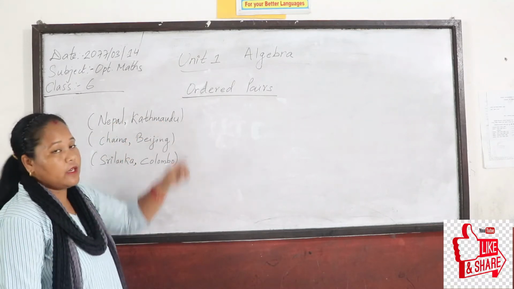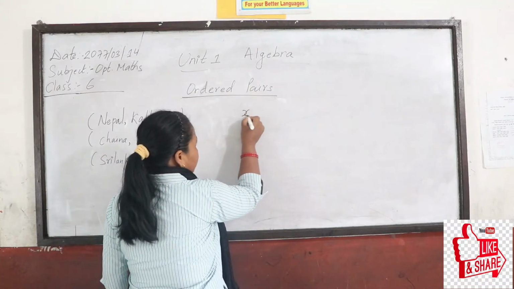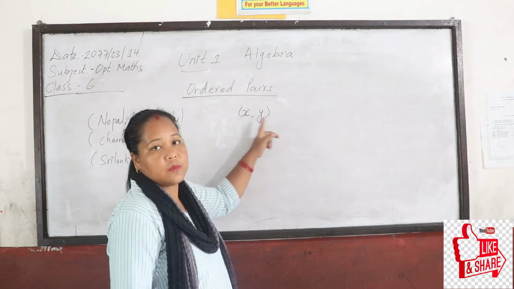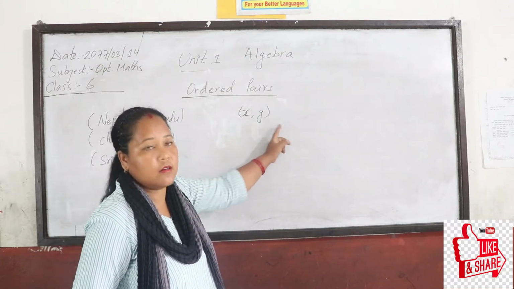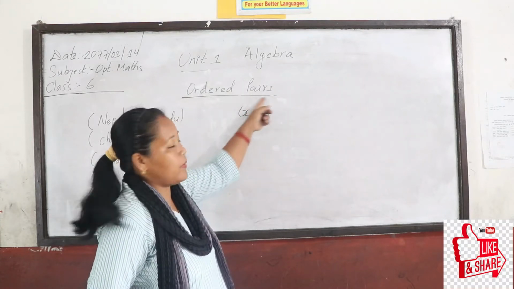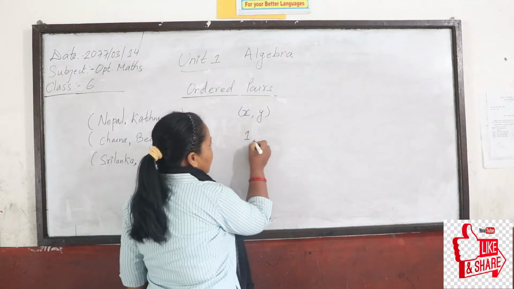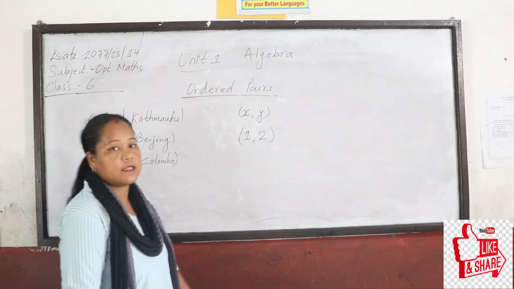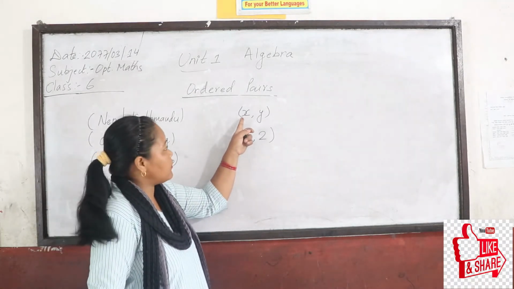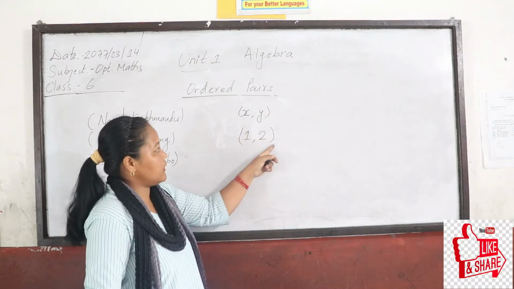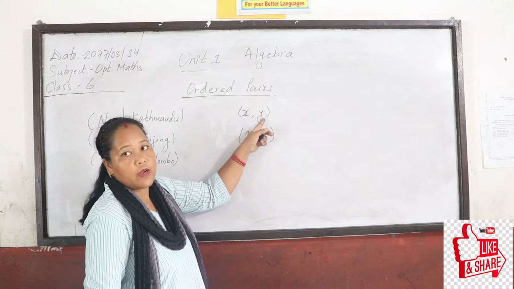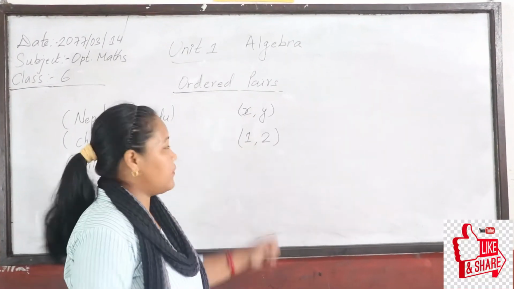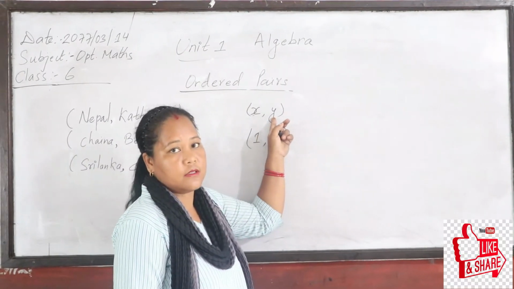Okay? And in order pair, the components or the elements should be separated by comma and enclosed by round bracket or small bracket. Okay? X and Y. This is also the example of order pair. 1, 2. This is also the example of order pair. Likewise, Nepal, Kathmandu. This is also an example of order pair. Okay? In order pair, we have to use round bracket, and we should separate the components by comma, okay, and X is called first component or first element, and Y is second element, okay.